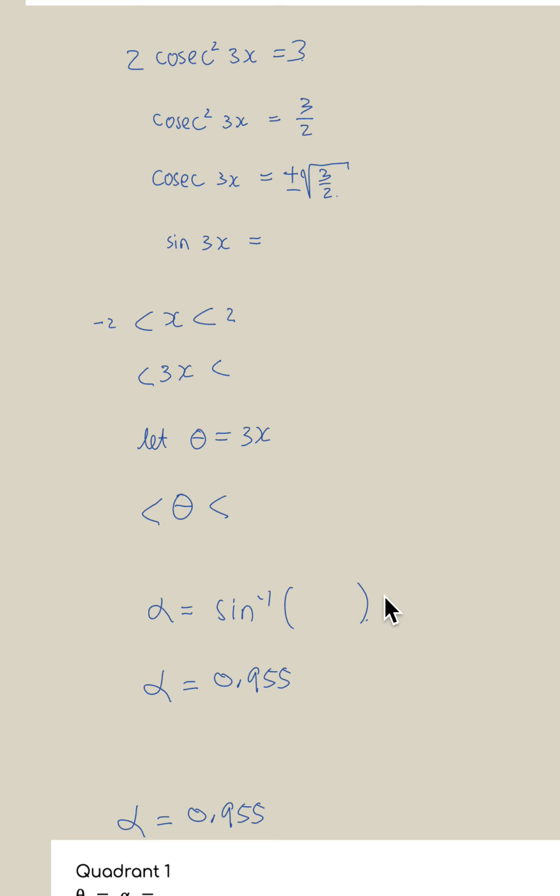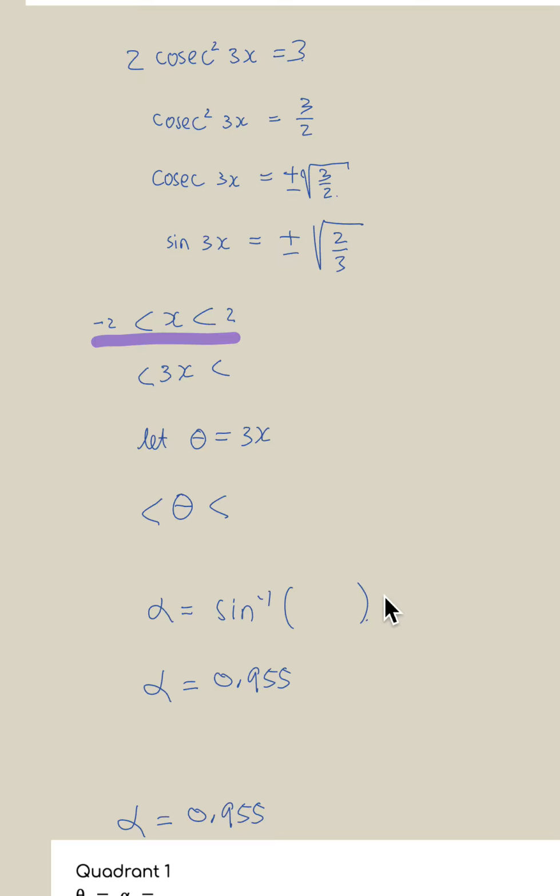That means sine 3x, and sine 3x is 1 over cosecant 3x. What do we do? Very simple. We just flip it. Plus minus square root of 2/3. Later we can find, or we don't even have to find here, we can just plug it into the calculator later. But for now, we need to do the range of values of x.